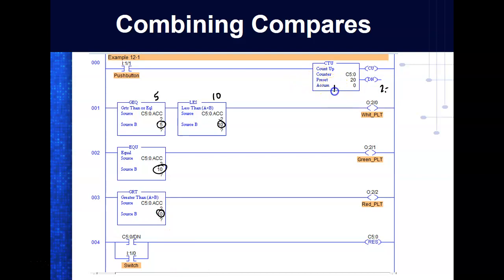So we start off counting 1. What's going to happen? Nothing. 2, 3, 4, 5. This goes true. Less than 10. This goes what? True. So that means whatever we hit, the white pilot light should come on. Right. 7, 8, 9, 10. This guy right here will go what? True. Right. So that means our green pilot light will go on. 11, 12, 13, 14.